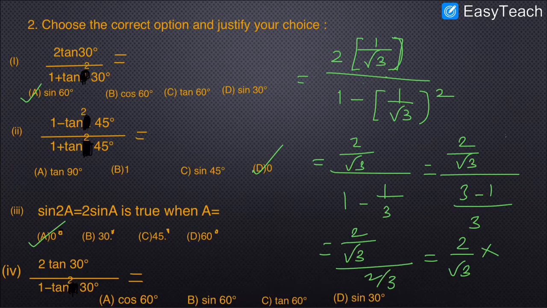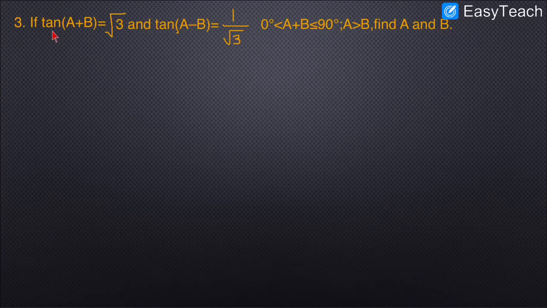Okay, next question. If tan of a plus b equals root 3 and tan of a minus b equals 1 by root 3, they have given one limit. A plus b is greater than 0 and less than or equal to 90 degrees, and at the same time a is greater than b. Find a and b. To start the solution, I start with the given data. The limit only is given, so I write the limit, and we need to find a and b.